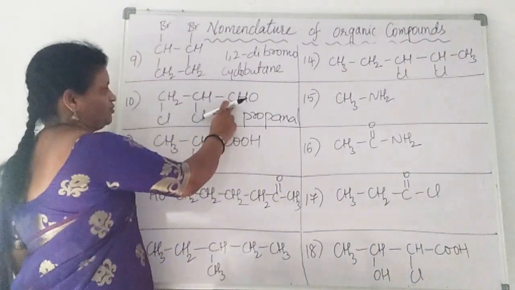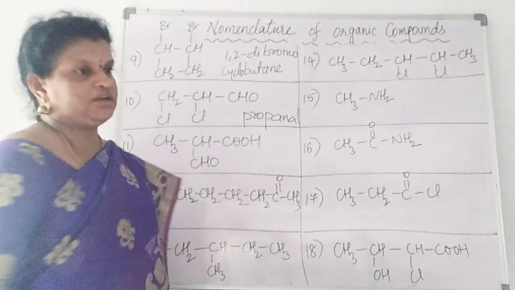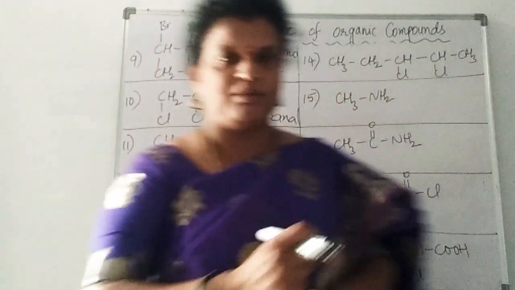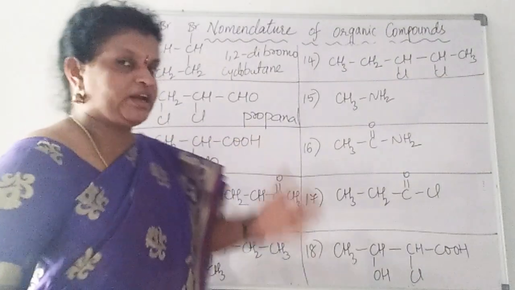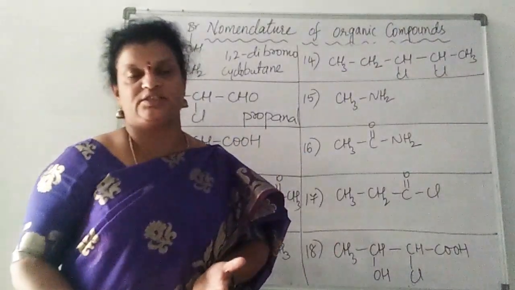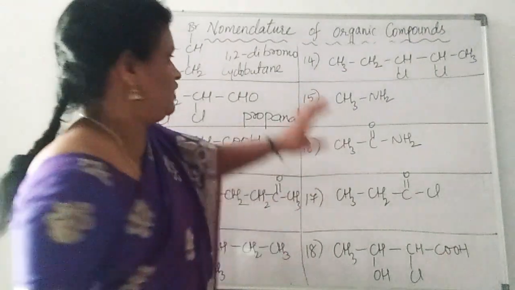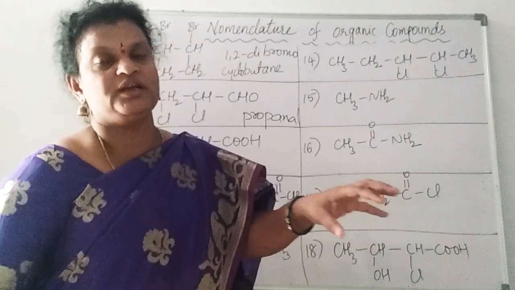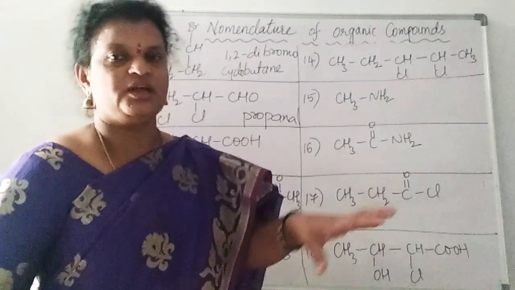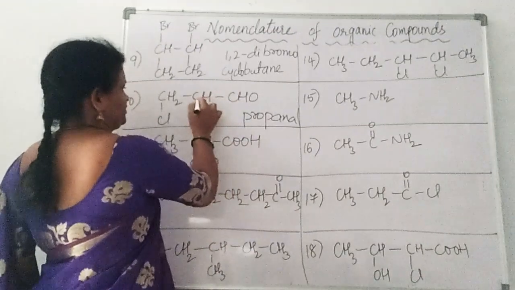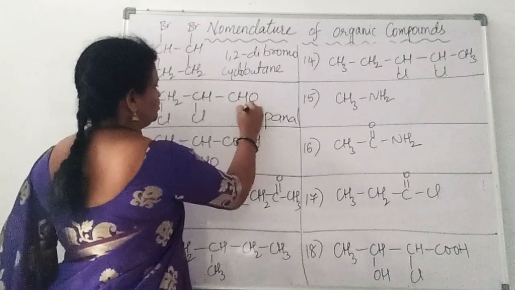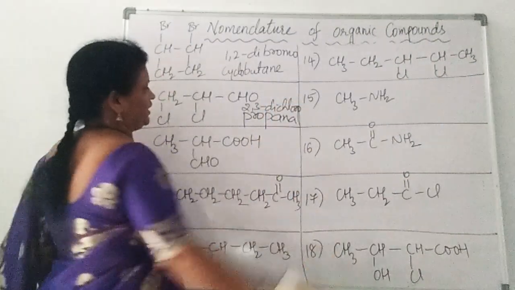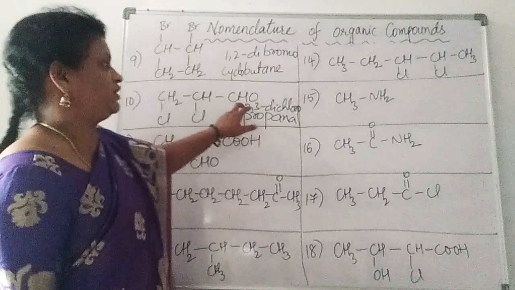Next, from this side we have to start counting. Whichever functional group is given more priority, that should be given the lower number. Though we are violating the least number rule, we still have to start counting from the carbon on which the main functional group is there. Though we are violating the least number rule or least sum rule. Right. So first carbon, second, third. We write here 2,3-dichloropropanal.